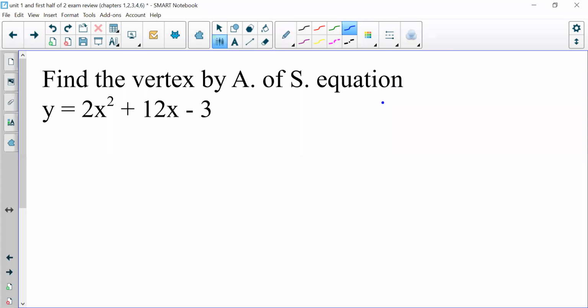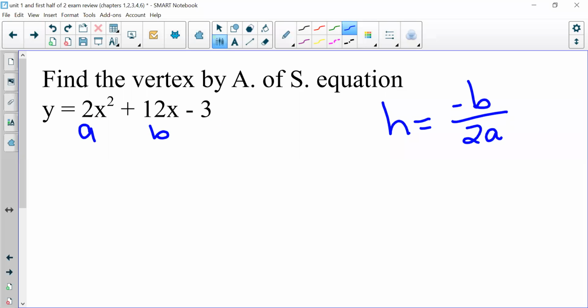I wanted to do one by the axis of symmetry equation, but I would not really spend a lot of time with this equation because I will be asking you for sure to complete the square. And you can just about put money on the fact that on your quote unquote exam conversation day, I will ask you, how did you do this? So make sure you can complete the square.